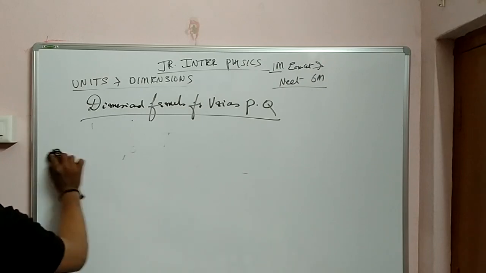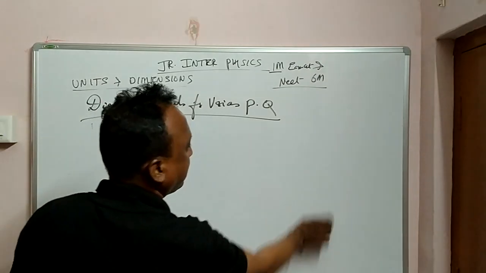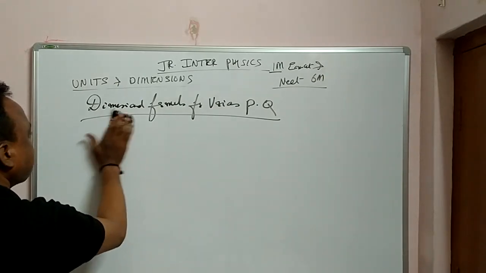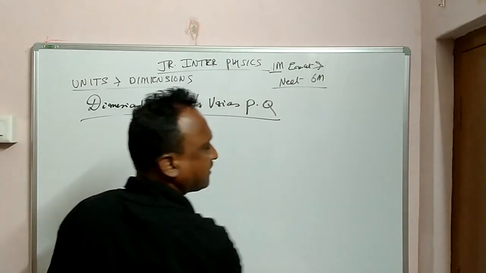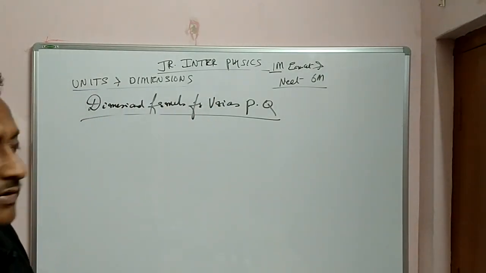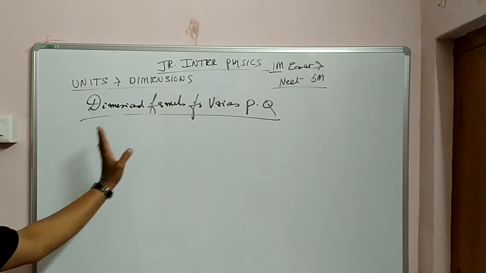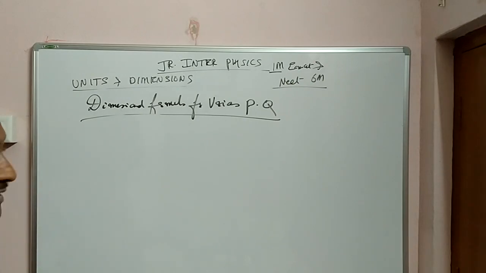Now what are the uses of dimension formulas? That is another important point in intermediate first year. What are the main uses? The main uses of dimension formulas are, first, to convert from one system to another system. Second, to check whether a formula is right or wrong.